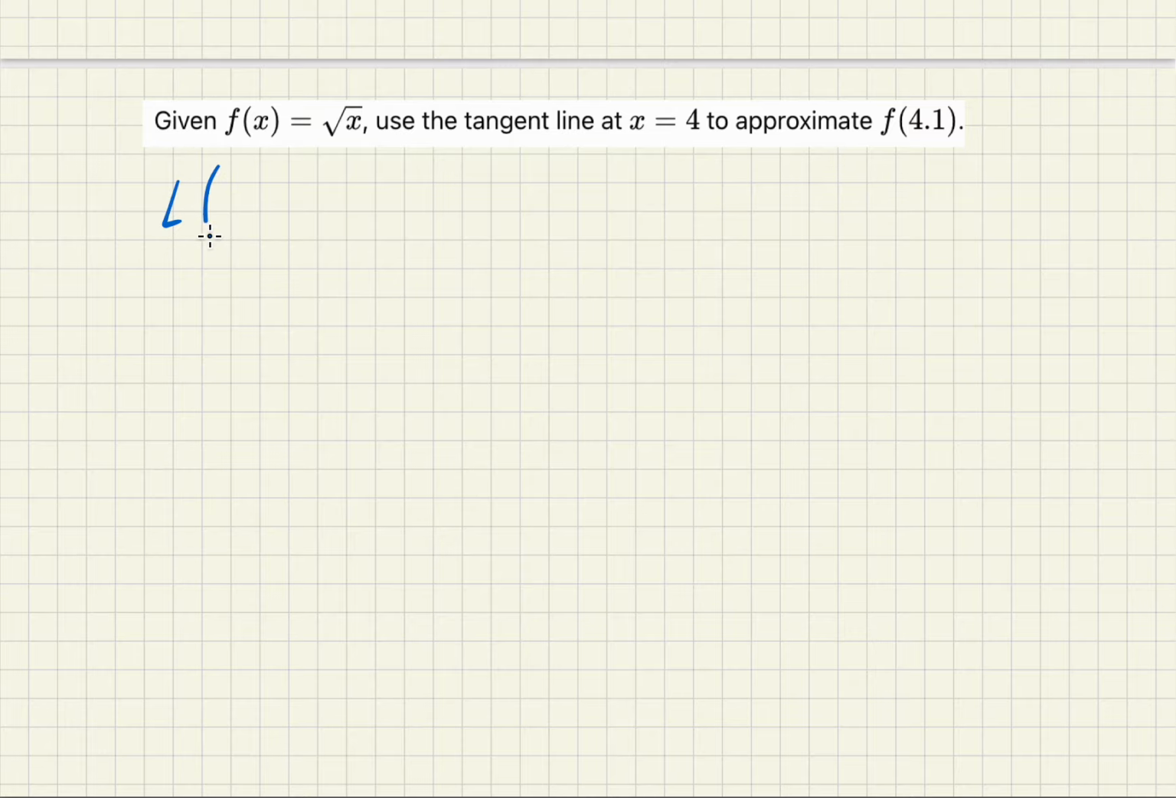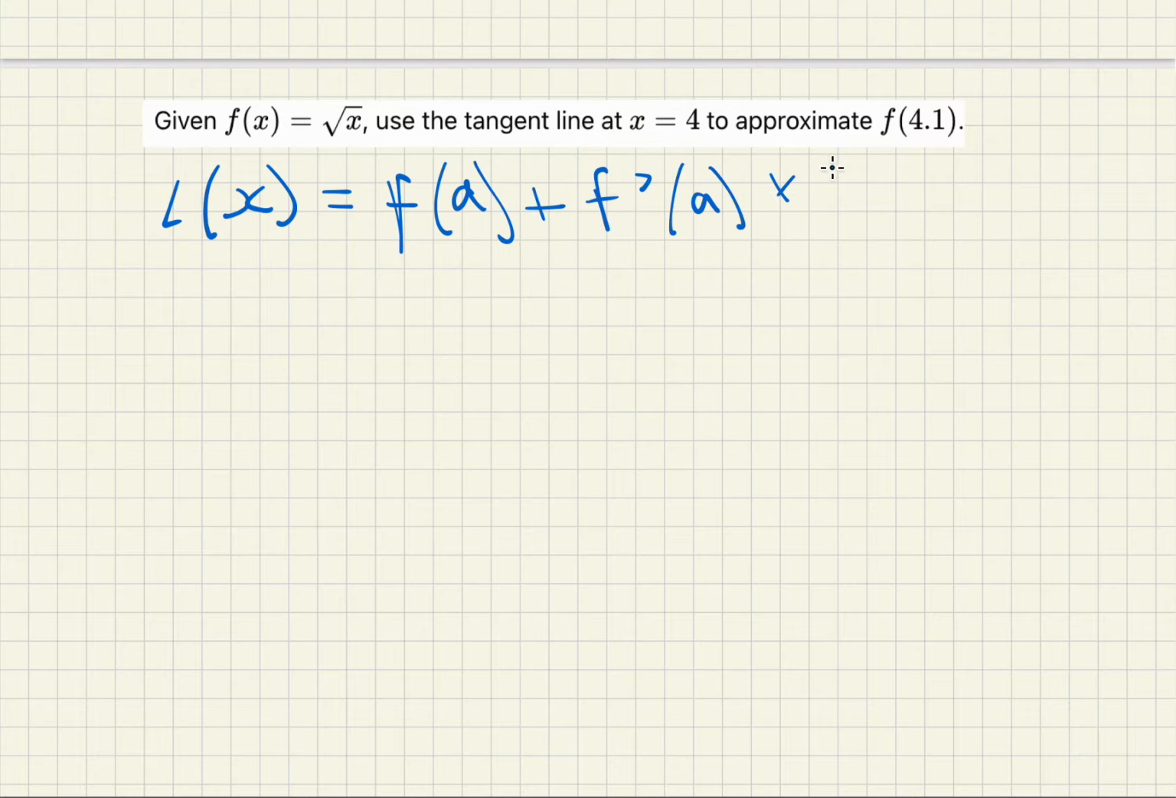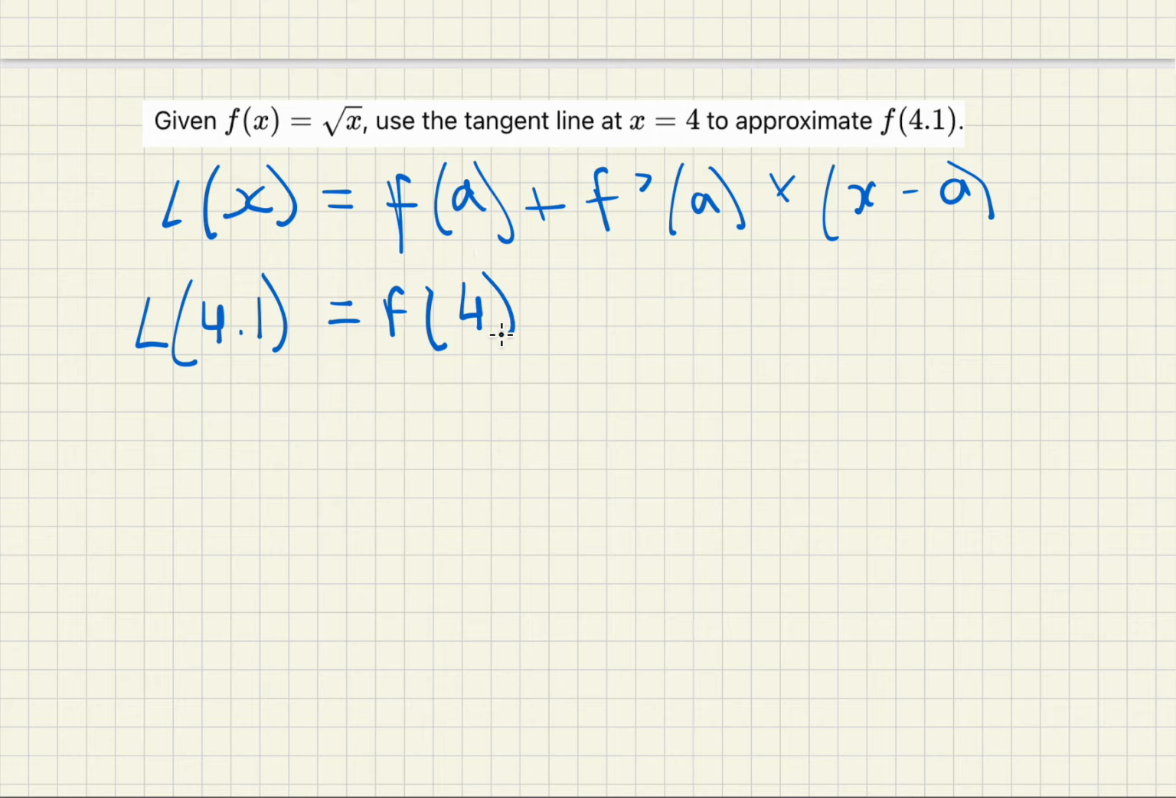And so since you know it's linear approximation, we can simply write our formula down. L of x equals f of a plus f prime of a times x minus a. Now in this case, x, what we're approximating, is 4.1. So you plug in 4.1 for x, and a is our value of x at the tangent line, which is 4 in this case. So f prime 4 times x, which is 4.1, minus a, which is 4.